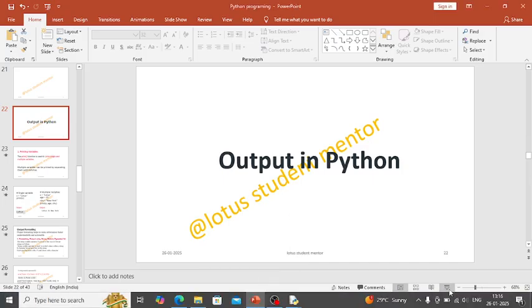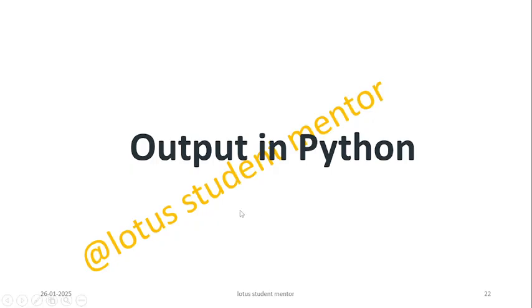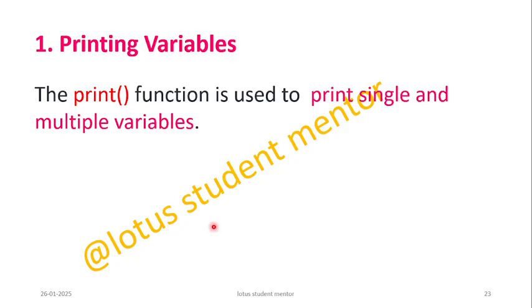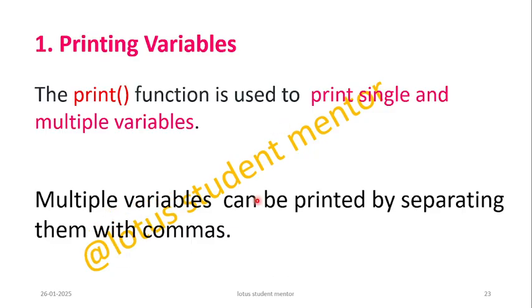In this session, we are going to study what is output in Python. For the Python output, we use the print function to get the output. If you want to print variables, such as single and multiple variables, we have to use the print function. The multiple variables can be printed by separating them with commas.